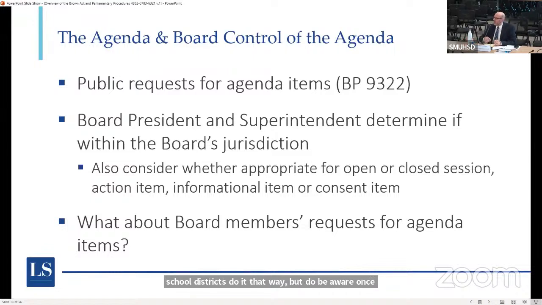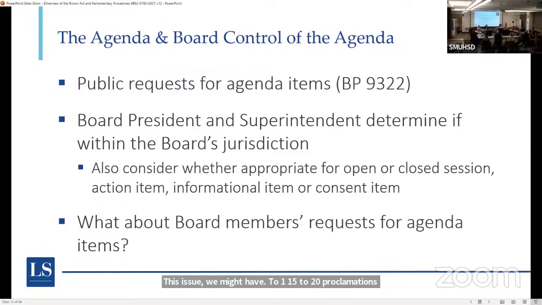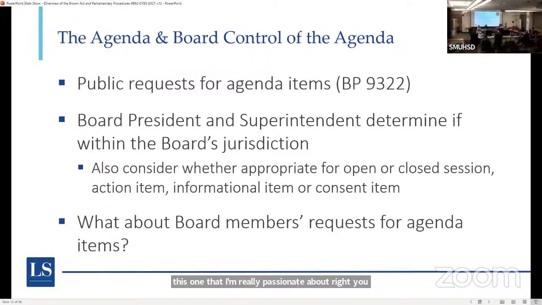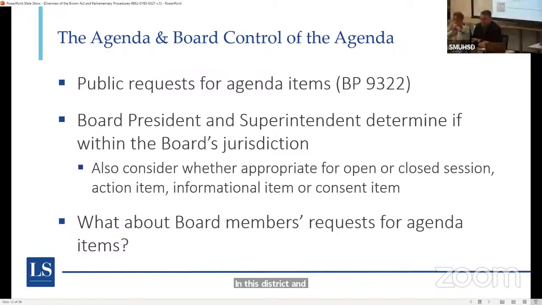Interesting. That's true, because then one can say, how did you pick and choose which proclamations you're going to have? This year we might have 15 to 20 proclamations, but how do we pick and choose? Anybody can say, why don't you do this one that I'm really passionate about? I'd like to clarify. We do adopt a number of proclamations in this district, and they're always following either a state proclamation or a federal proclamation. We don't make up as a district that April's going to be whatever month. It's supported by a state or federal proclamation.